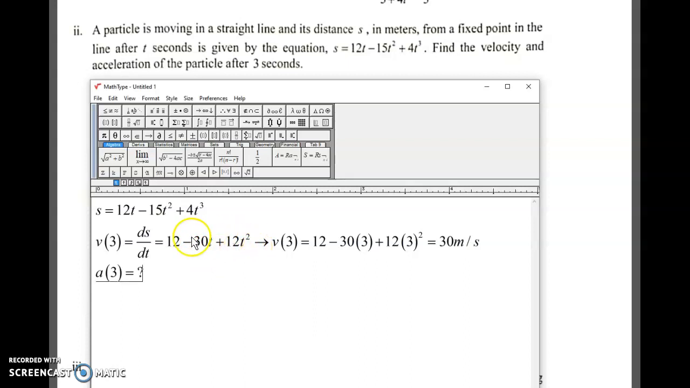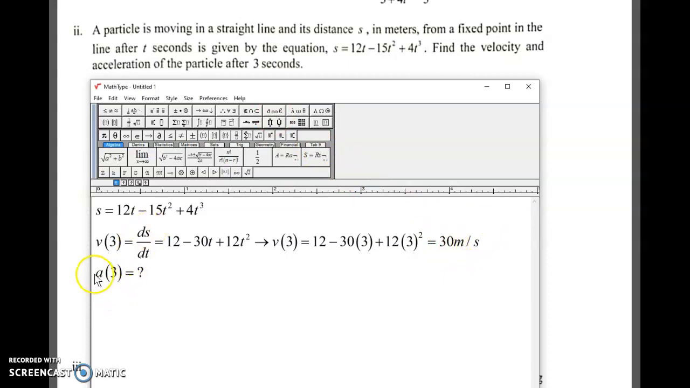So after we obtain the function, right, the next thing to do is to substitute 3 into the function. So hence it will give us 30, and 30 here is in meter per second. Refer back to the derivative. It is ds over dt. So s here is the distance, which is in meters, and t here, which is the time, in seconds. So hence 30 here is in m over s.